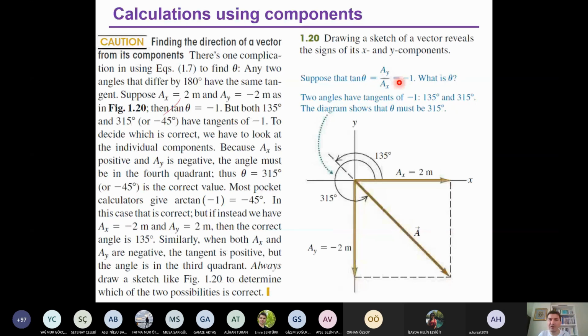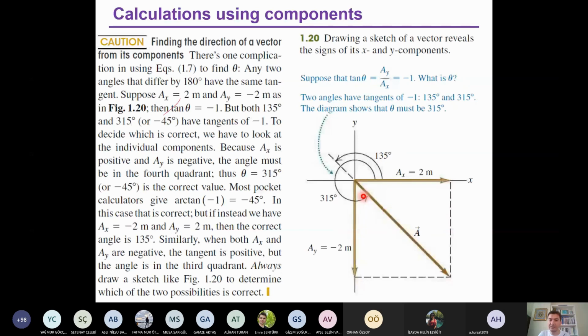So you know the y component of the a vector. You know the x component of the a vector. The y component is given as -2, you put it there, and the x component is +2, put it there. So the result is -1, right? But what is theta? If you run your calculator, two angles have tangents of -1. One is 135 degrees, you will get for the theta, and the other one is 315 degrees. Okay, so which one is correct?